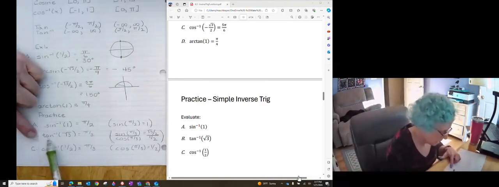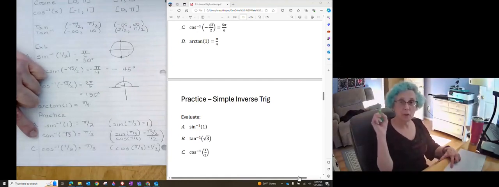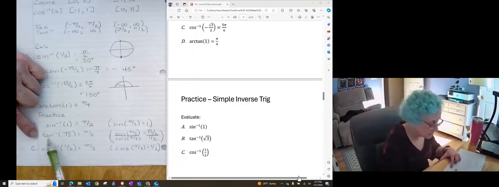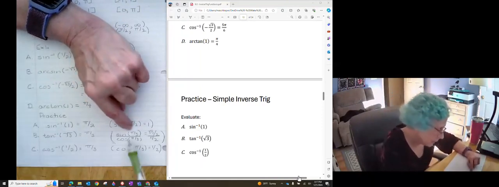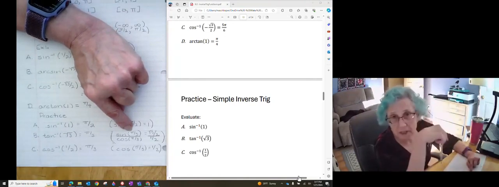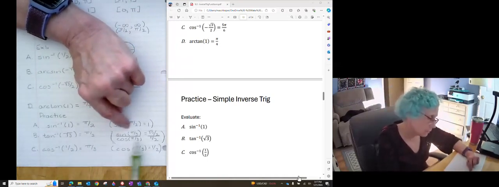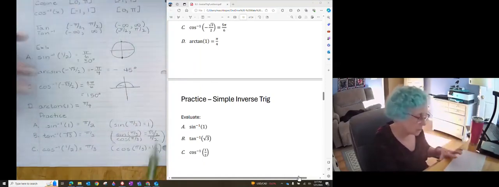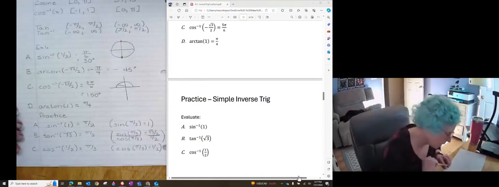Similarly, inverse tangent of square root of 3 is equal to pi over 3. That lives in quadrant number 1. Tangent of, let's see, 5 pi over 3. No, 7 pi over 3. 7 pi over 3 would be in quadrant number 3. So tangent of 7 pi over 3 is also equal to square root of 3, but that's not the correct answer because it's not in the range of arctan.